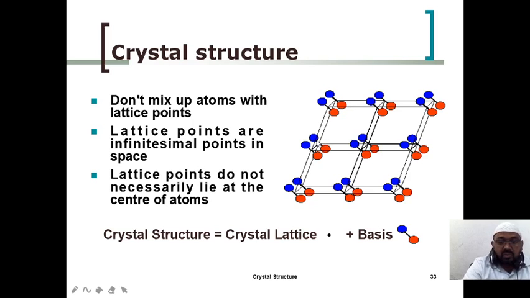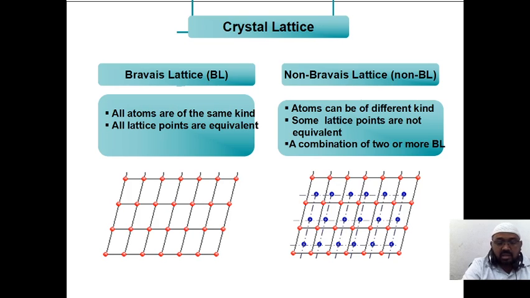I've already told you these are the crystal lattices, and the blue color is the crystal lattice, and the color adjacent to the blue, that is red, is actually the atoms or molecules or the ions. When we combine these together, whatever image or pattern we get, that particular pattern is nothing but the crystal structure.